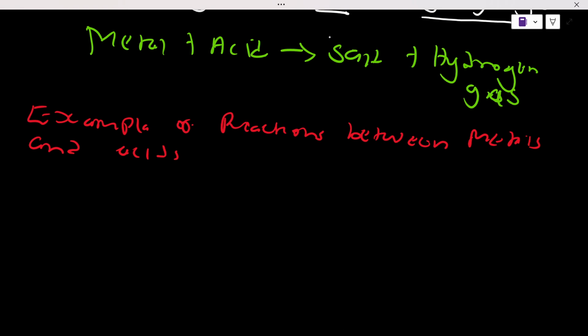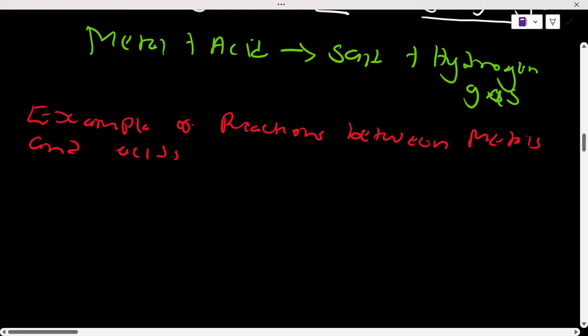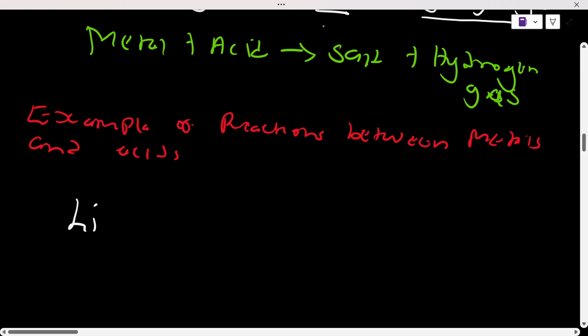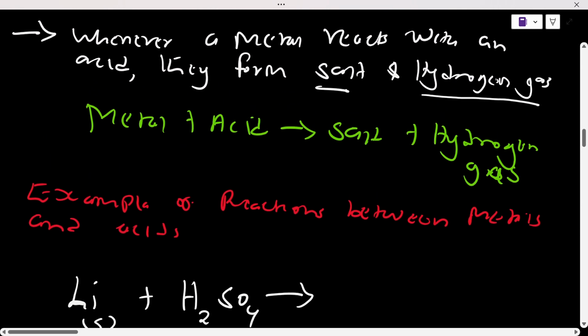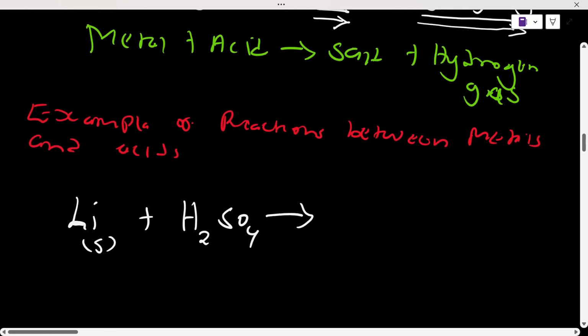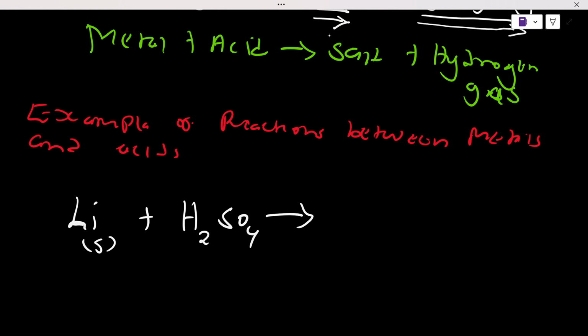So, I can come here and start with any group 1 metal, with any acid. Now, I can decide to react lithium, Li, solid, with sulfuric acid. But we said, anytime a metal reacts with an acid, I'm supposed to form a salt and hydrogen gas. So those are the things that I need. The first product is going to be a salt. But how do I come up with a salt? Now, if you don't know how we are coming up with a salt, this is how we are bringing it out.